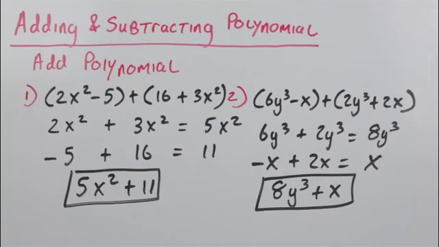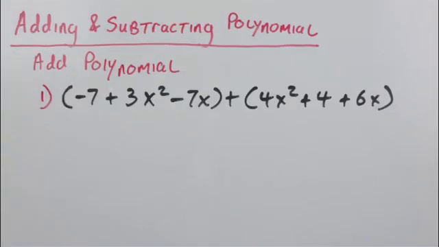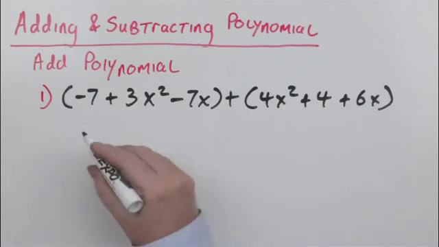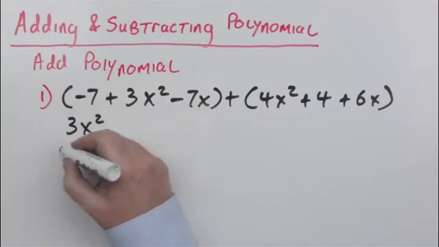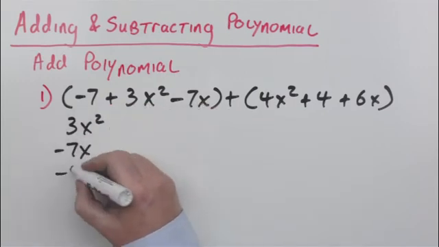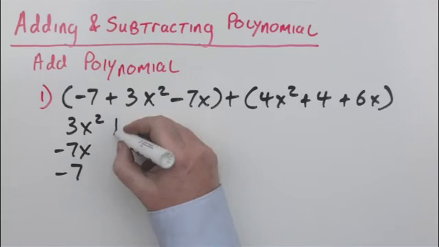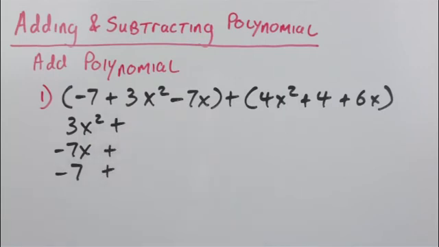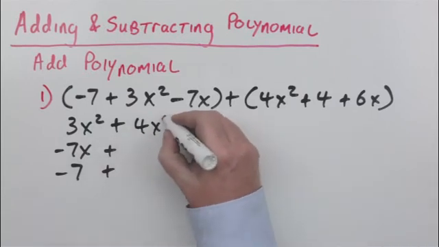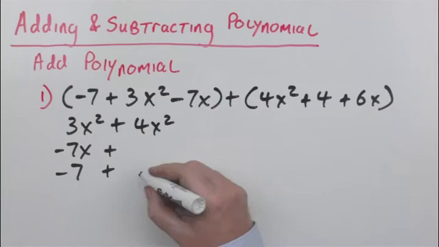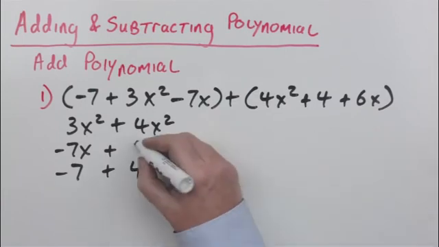Let's look at one that has a trinomial. Do the same thing. I'm going to write down the first trinomial vertically. That's 3x squared, negative 7x, negative 7. I'm doing it in descending order. And because the sign in the middle is plus, I put a plus there. So then let's see, 4x squared. Where would 4x squared go? That would go with the 3x squared, so 4x squared right here. Plus 4, well, that would go with the constant negative 7. 4 there. 6x would go here.